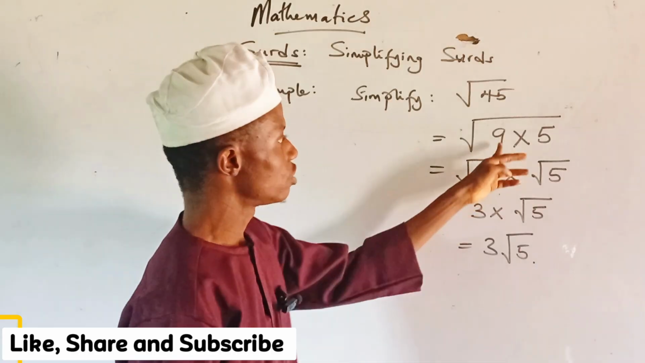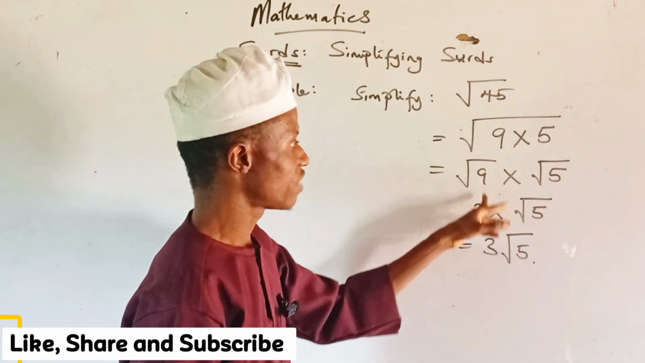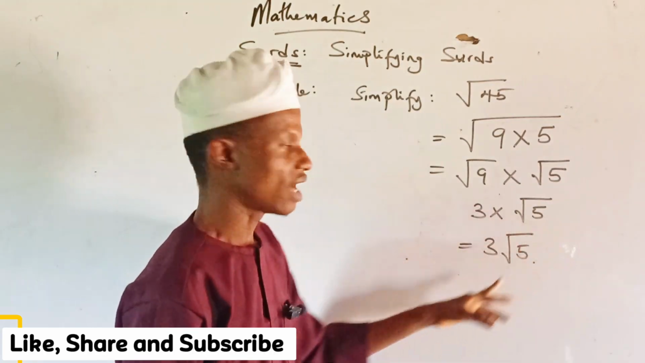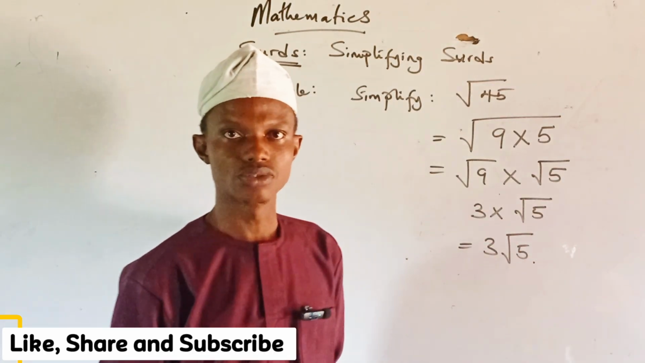The next step is to find the root of the perfect square, which is the root of 9, which is 3, then multiply it by the smaller root, which is the root of 5, and then your answer is 3 root 5.